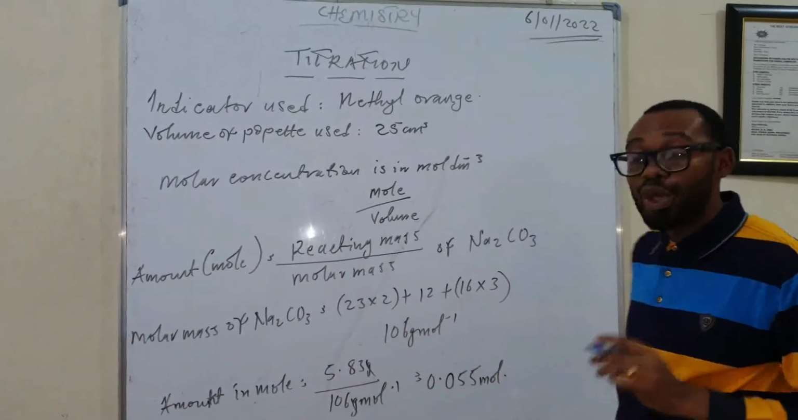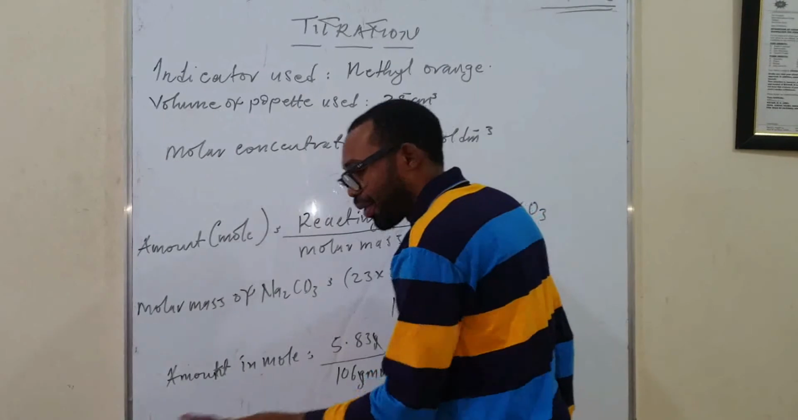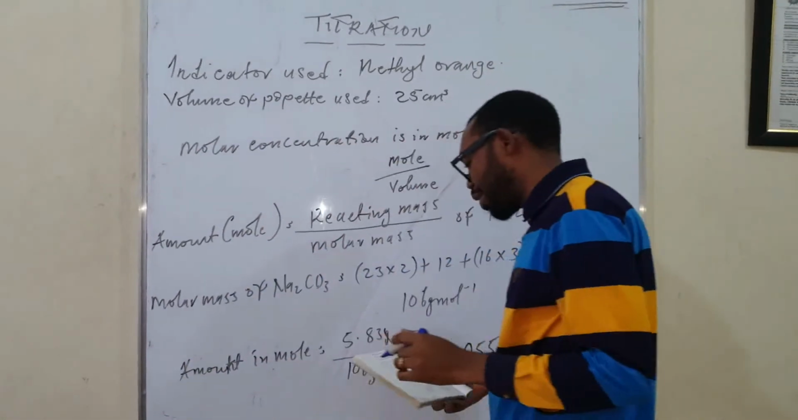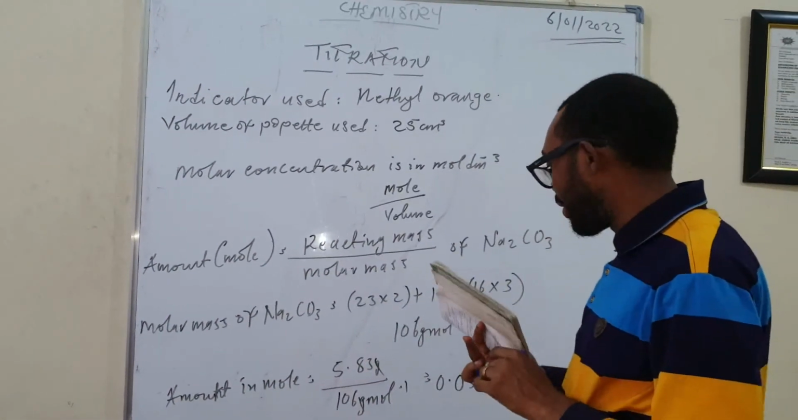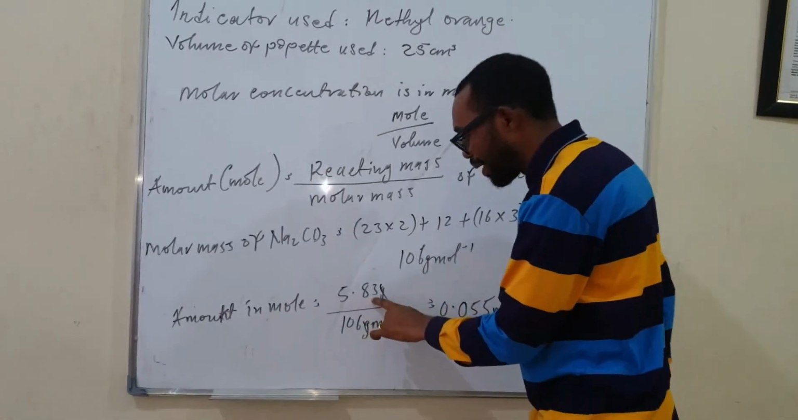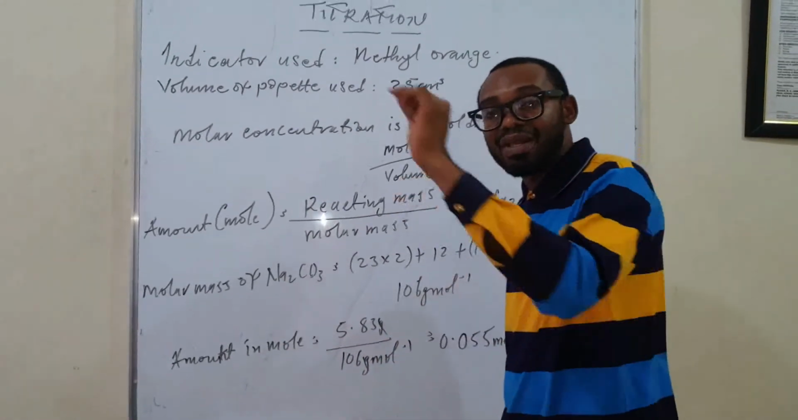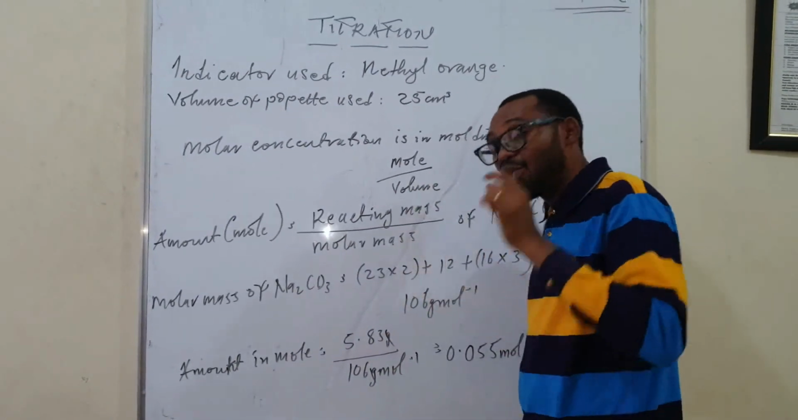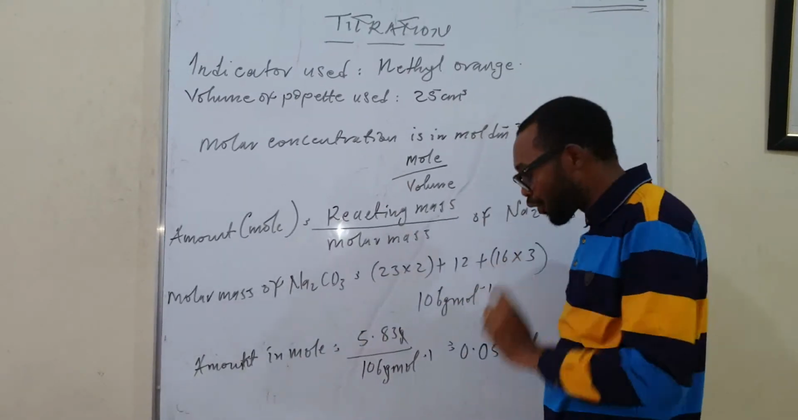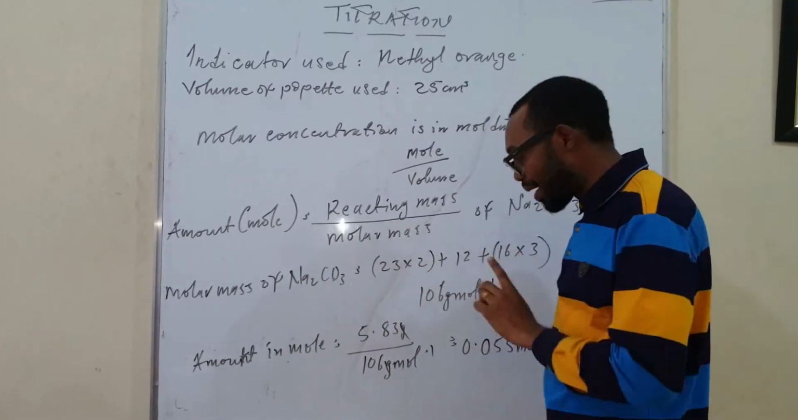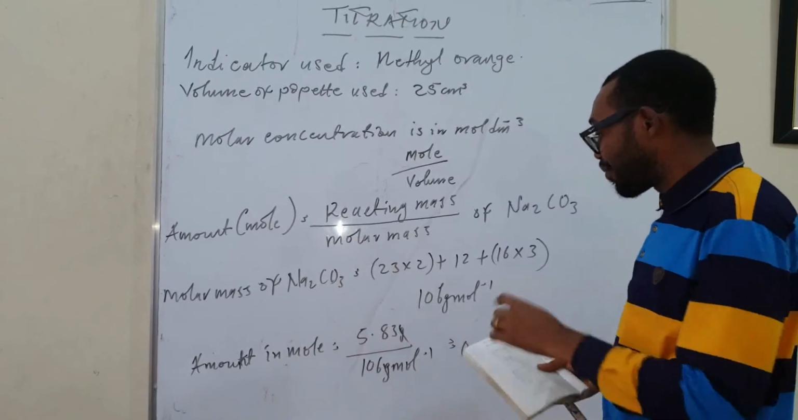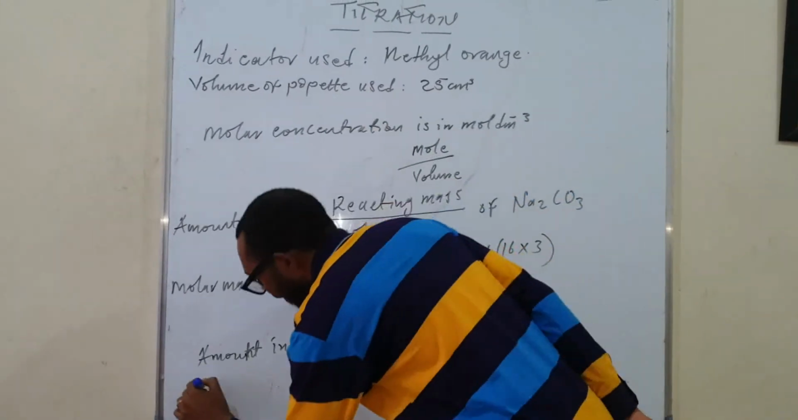Also, in the question, you have been given the volume. So that 500 cm³ was dissolved. 5.83 grams was dissolved in 500 cm³, and 25 cm³ of that solution was used for this titration. So in order for us to find the actual volume, we convert.